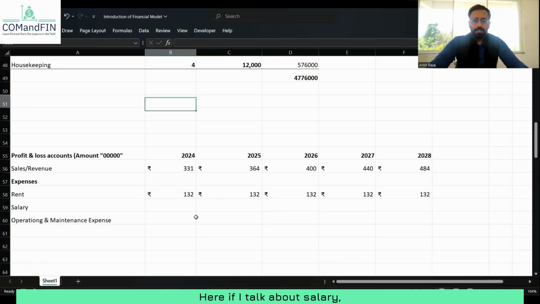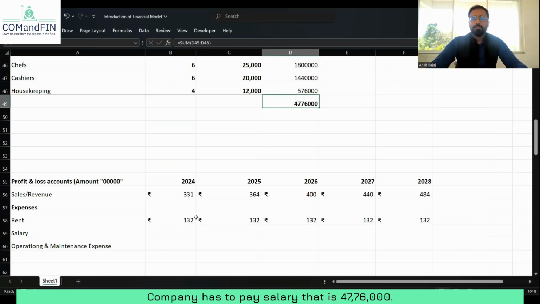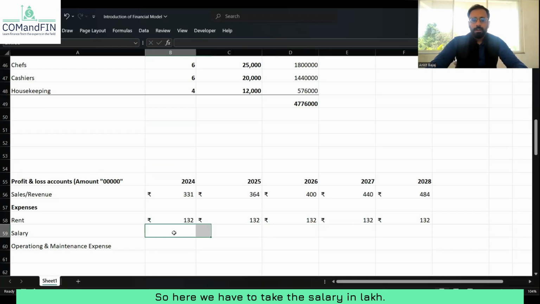Here, if I talk about salary, how much salary does the company have to pay? The company has to pay salary, that is 47 lakh 76,000. So here we have to take the salary in lakh. So here we will divide this by 1 lakh. And here you can see how much salary the company will pay in the first year, that is 48 lakh.